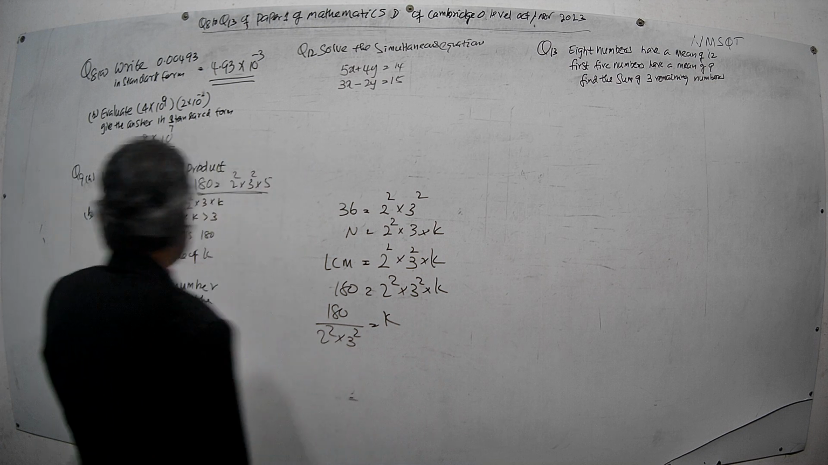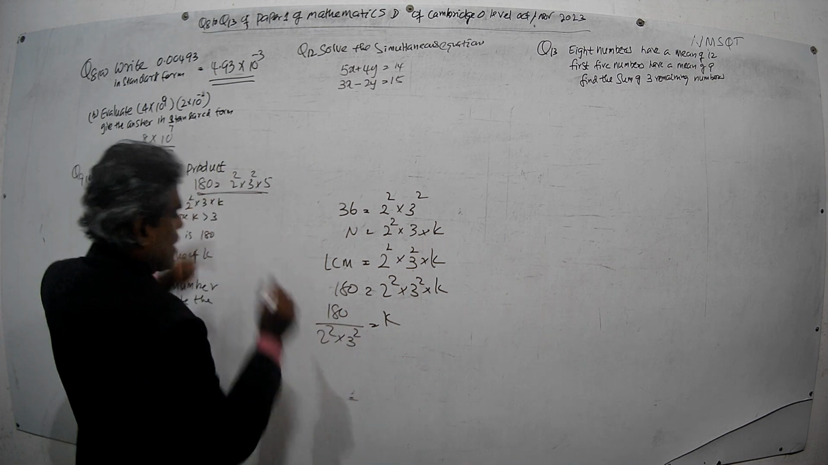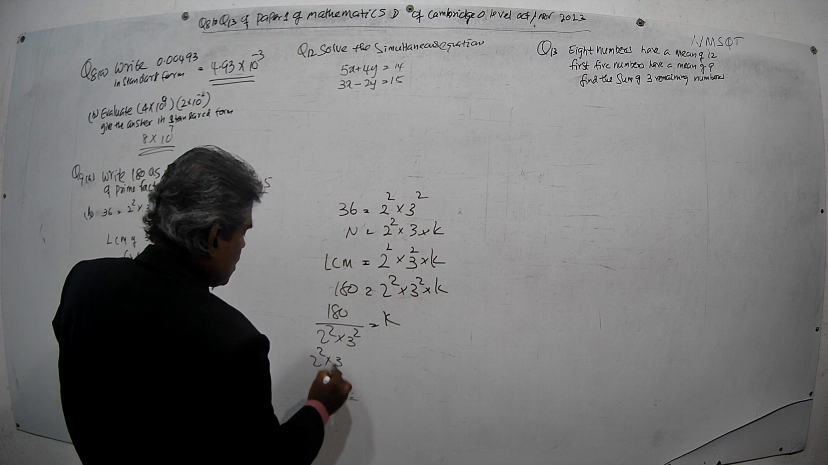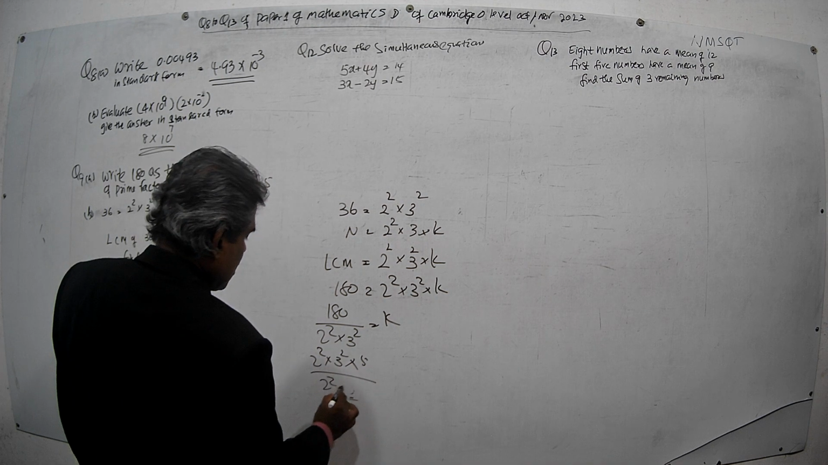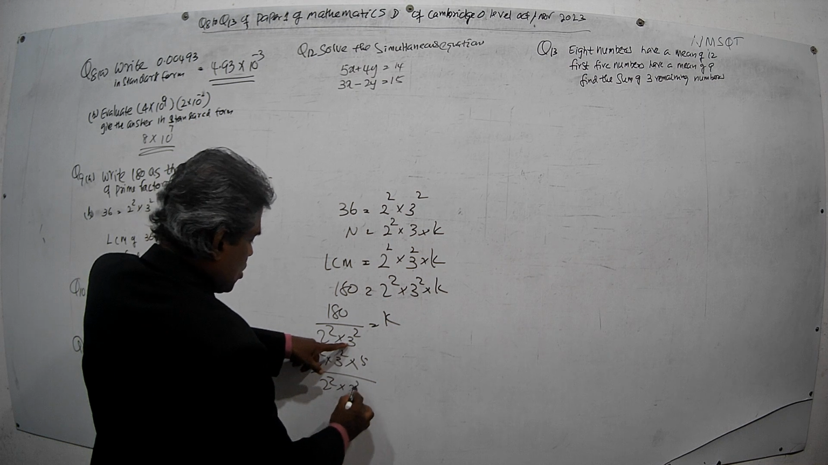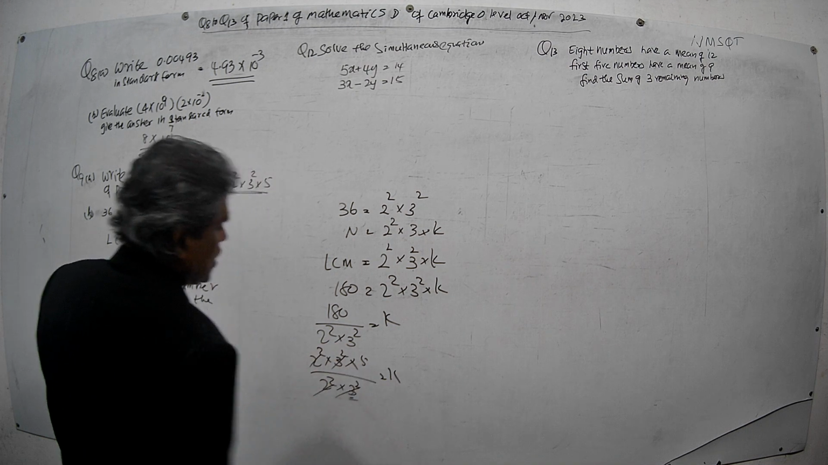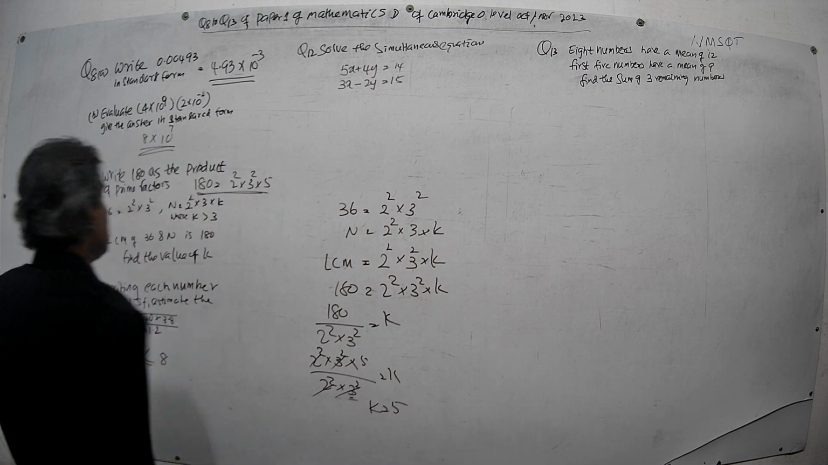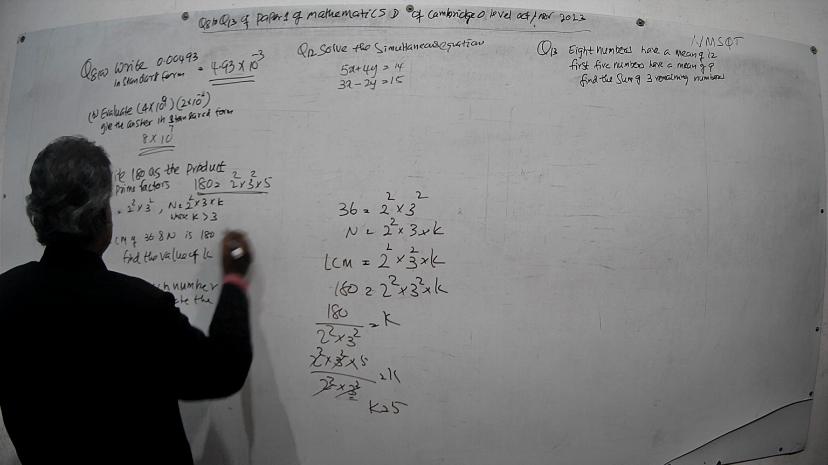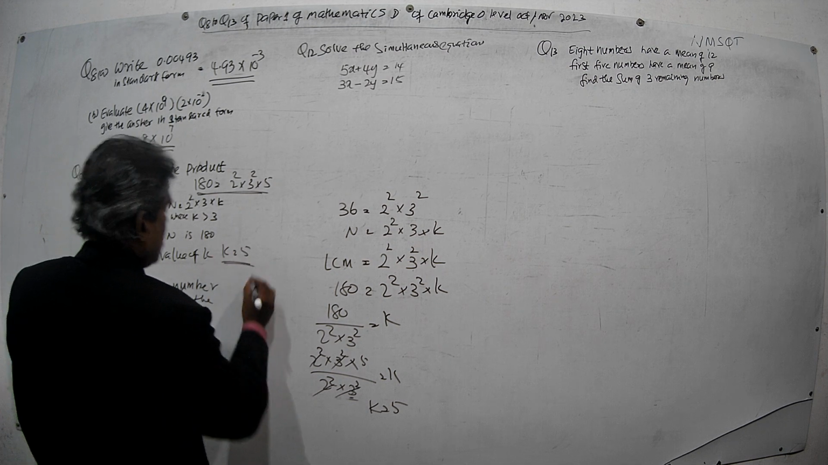Then we have written 108 in prime factors here. Write instead of 180 its factors like this: 2 to the power 2 into 3 to the power 2 into 5, divided by 2 to the power 2 into 3 to the power 2, equals k. Then you can cancel, and what is left is k. k equals 5. So the answer: k equals 5. Find the value of k. Okay.